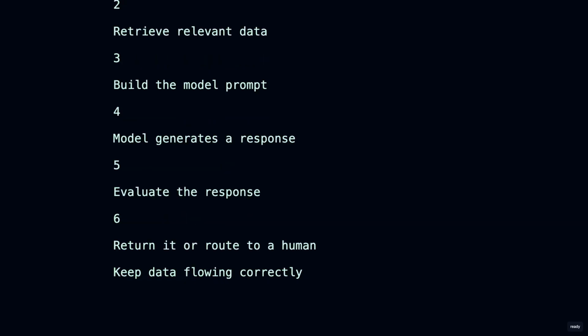The orchestrator's job is to move data between steps and make sure each step receives what it expects. It should also surface failures, such as component errors or mismatched data formats, so problems are easier to catch.